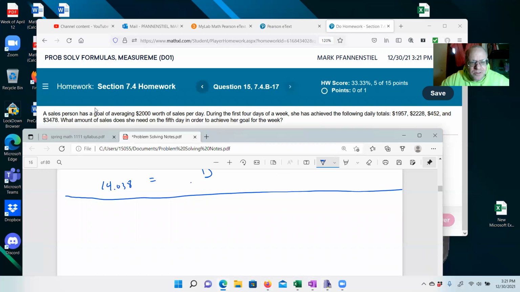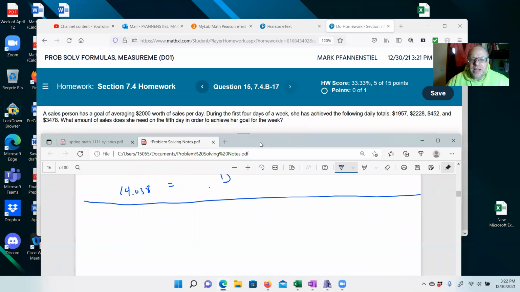So we have a salesperson who has a goal of averaging $2,000 worth of sales per day. During the first 4 days of the week, she has achieved the following totals. They give us a list. Wow. Wednesday was not good. Okay. Thursday was excellent, but Wednesday was not a good day. What amount of sales does she need on the 5th day to achieve her goal for the week?